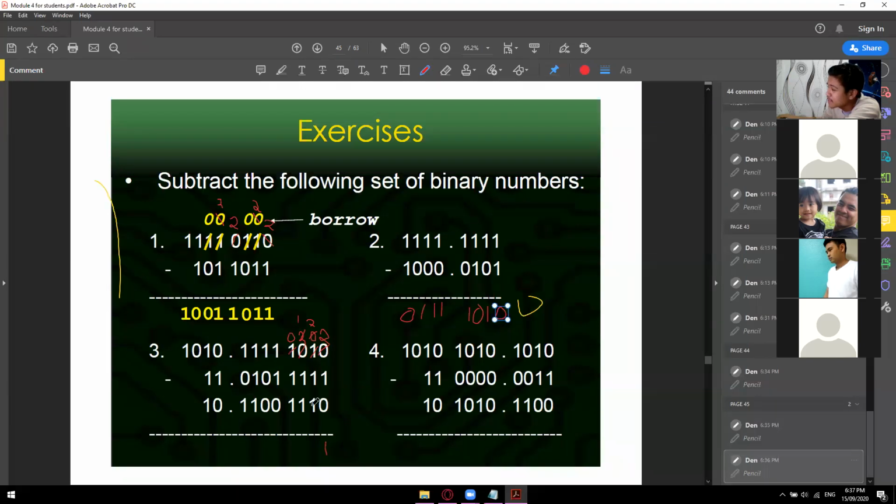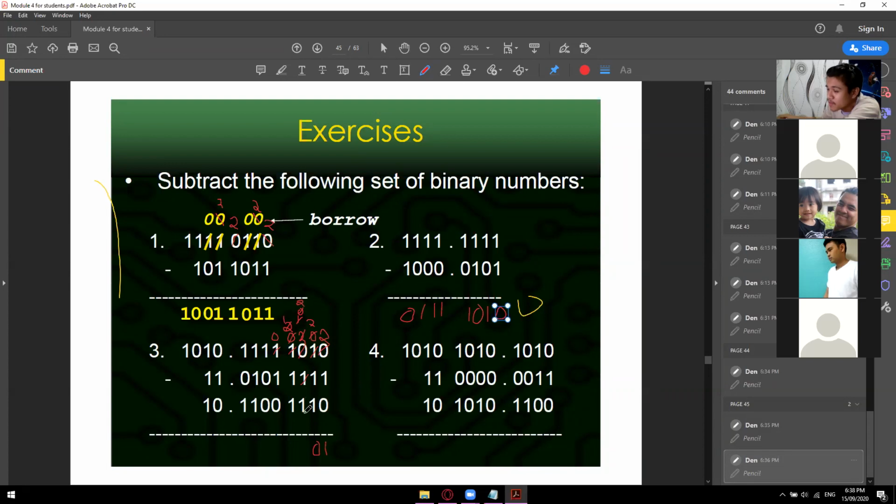1 minus 1, ilan na? 0. Okay. So, dito na tayo. 1 minus 1? 0. Okay. So, tanggalin na natin to para hindi magulo. So, 0 na to. 0 minus 0. 1. Cannot be, sir. So, magbabarrow ulit. 1 will become 0. 0 will become 2. So, pwede na tayong humiram. 2 will become 1. 0 will become 2.